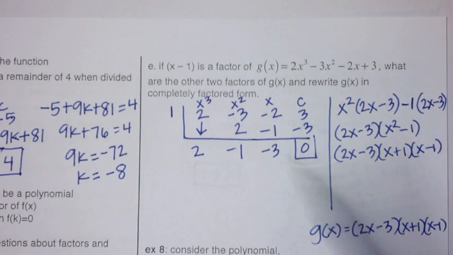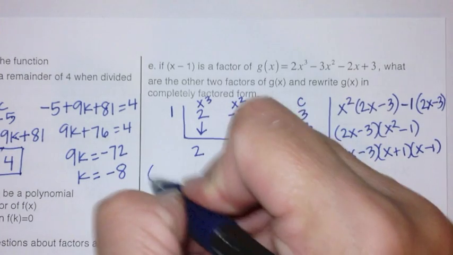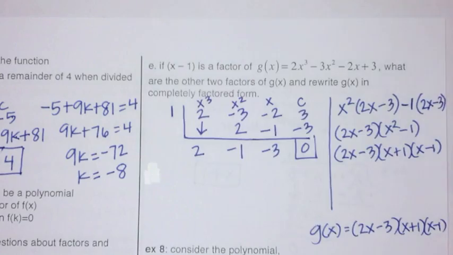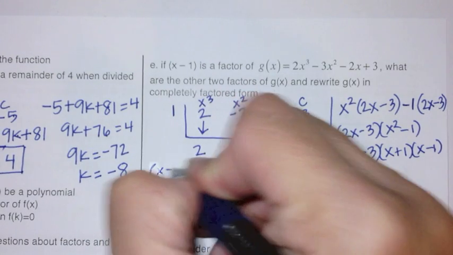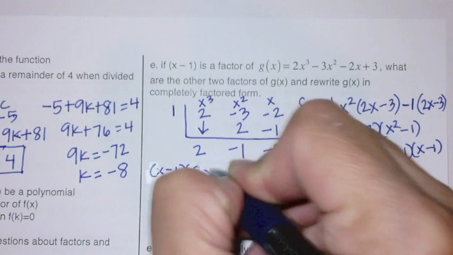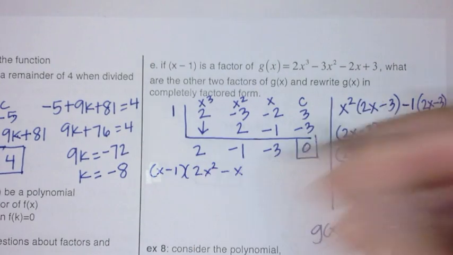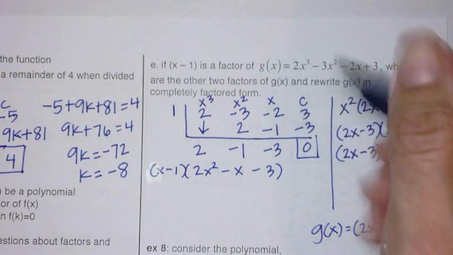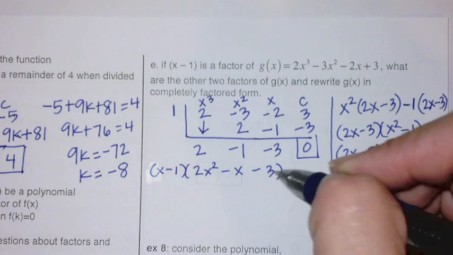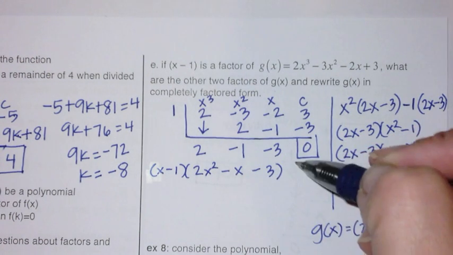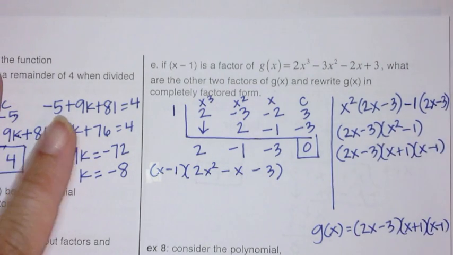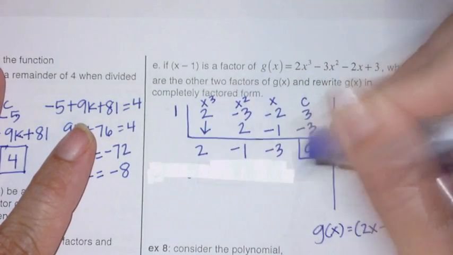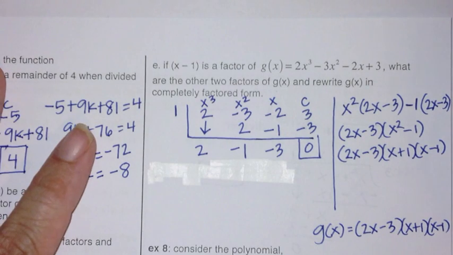So if you notice right there, what I have right here is, I'll write it: x minus 1 times 2x squared minus x minus 3 is my function. And then I could t-chart this right here. But what I want to show you is something kind of cool that you may not have known that you could do. But you could do this.